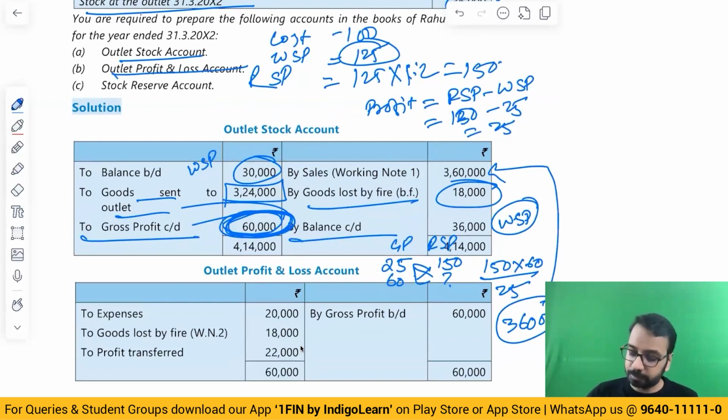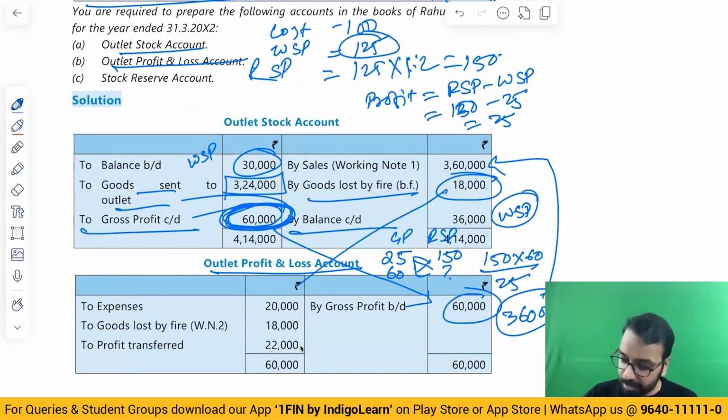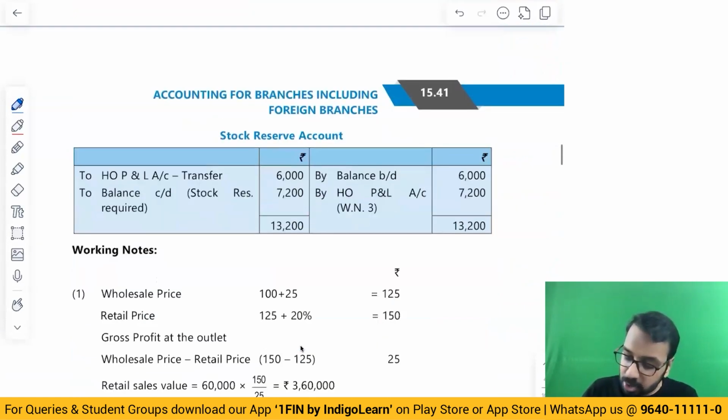Then the profit and loss account. In the profit and loss account, you have gross profit coming from this 60,000. Then the loss due to fire is debited here, expense is debited here. This is the profit for the branch. Now as far as the head office is concerned, they will make a higher profit because on all of these, there is also a stock reserve element because we are selling at a higher price. Now here they have said stock reserve account. In the stock reserve account, what you will do, this is on opening stock.